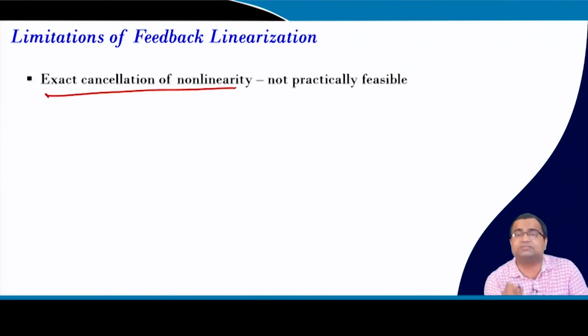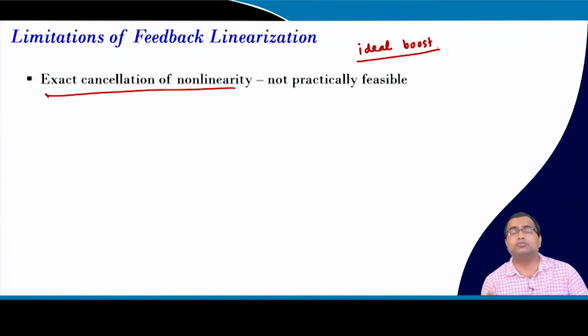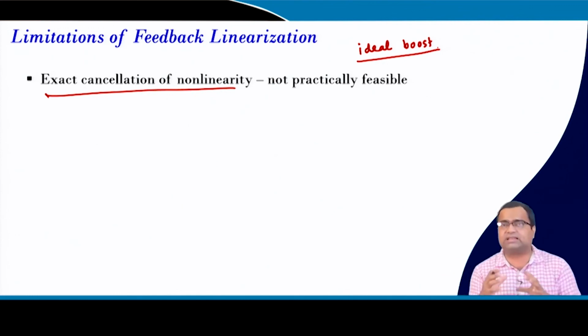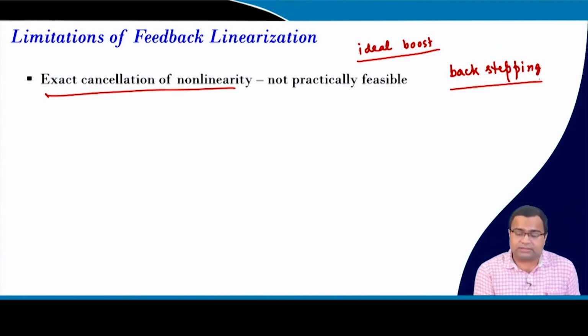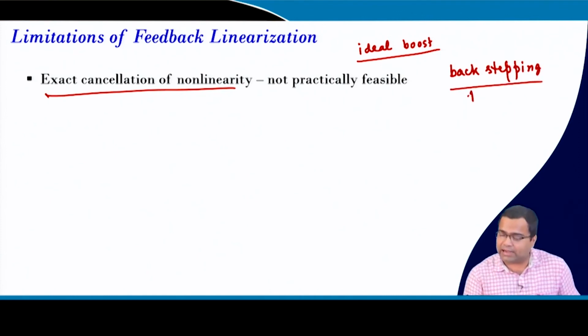The exact cancellation is not possible, because we have considered only an ideal boost converter. Remember, ideal boost converter, but in reality the boost converter is not ideal, and you will get a more complex model including parasitics, which can create a real problem in exact cancellation. That may not be possible. That is why most feedback linearization comes with something called backstepping, which will give you some kind of robust performance.